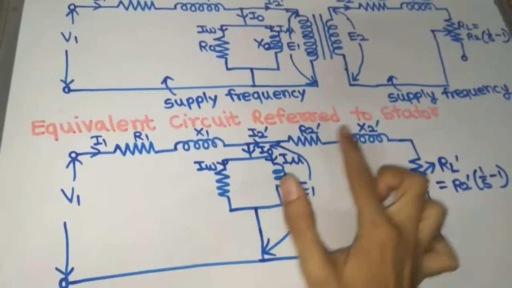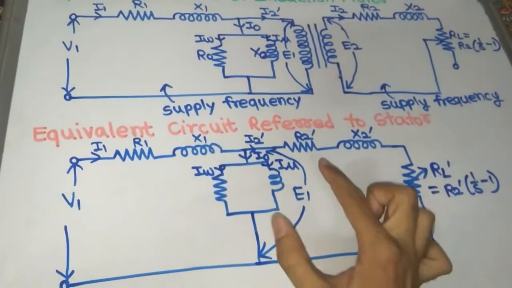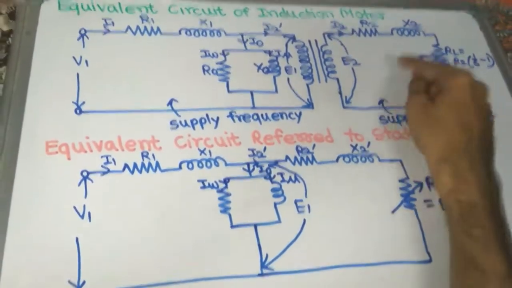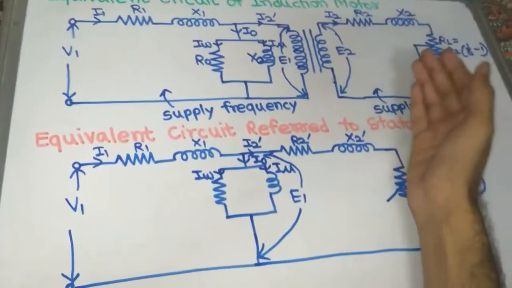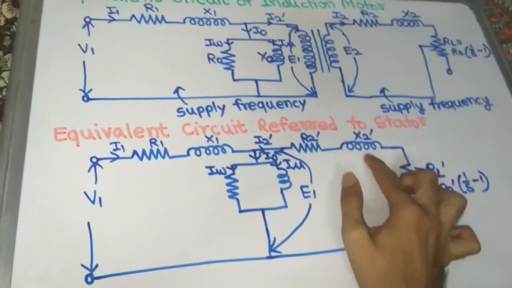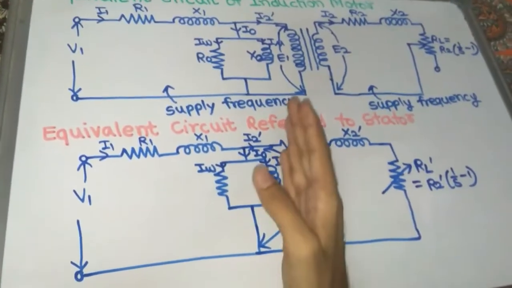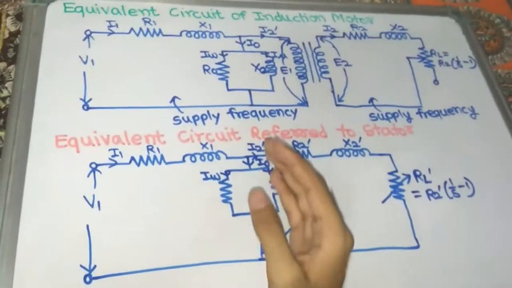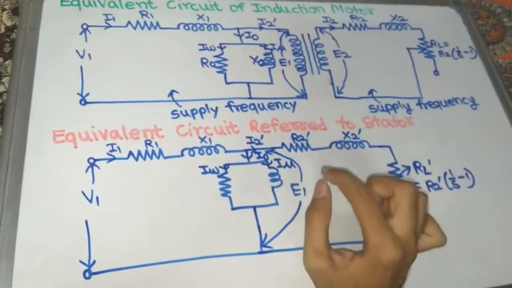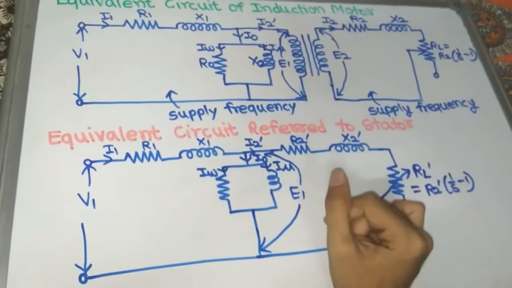So this is the equivalent circuit of three-phase induction motor referred to stator side, meaning referred to primary side. All these parameters of the rotor side are shifted to the primary side by becoming R2 dash, X2 dash and RL dash, and all these parameters remain the same in the primary winding. So what is the value of R2 dash according to transformation ratio?